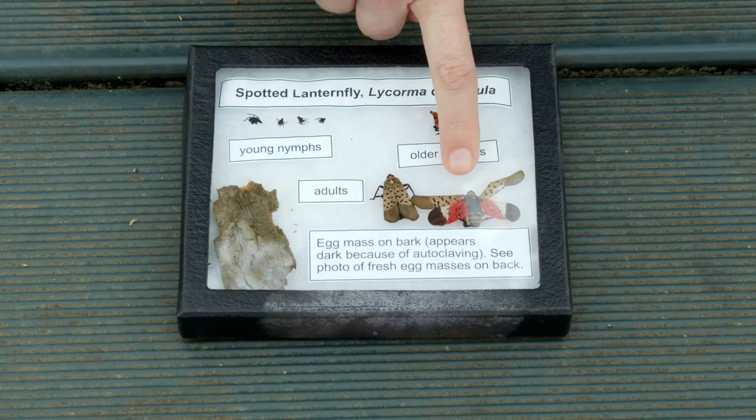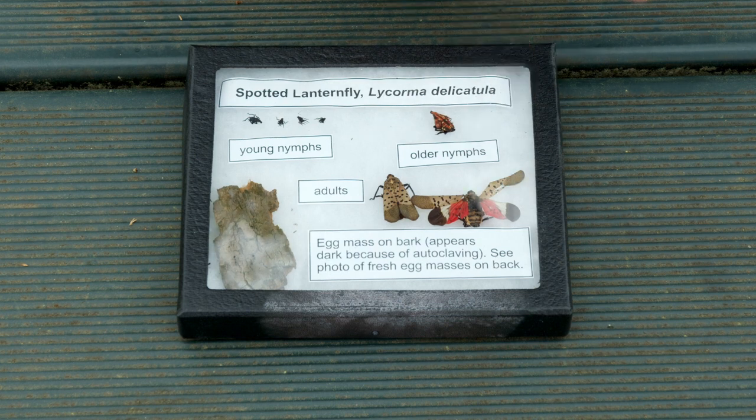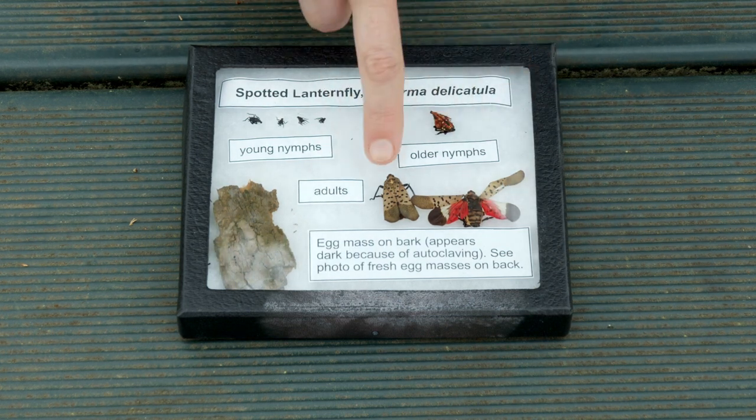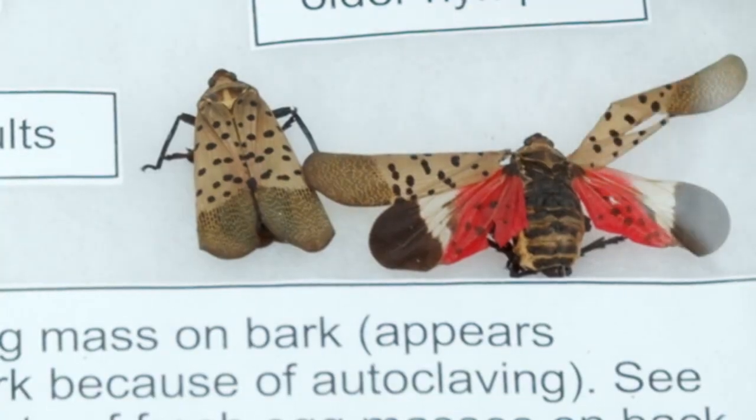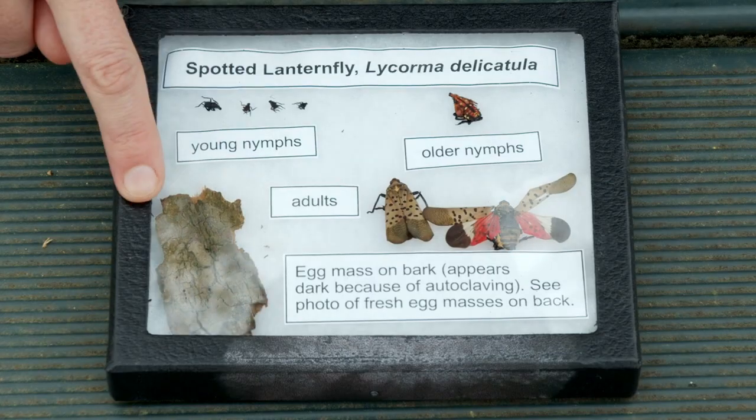So we have the adults, which when they are not flying, they usually hold their wings in this kind of tent-like position. It's a little hard to see because they're smushed down. But when they do fly and they reveal this hind wing, it's got this bright red coloration on it. So they're very distinctive-looking adults. This is the egg mass.